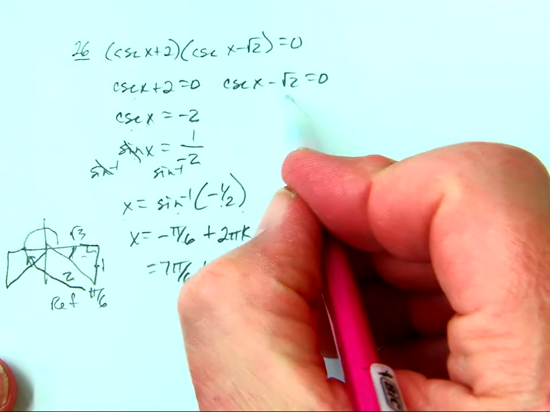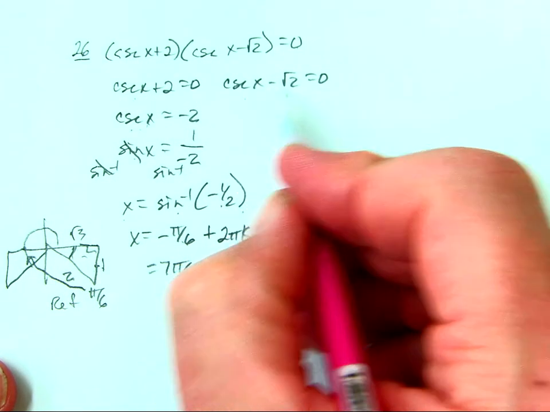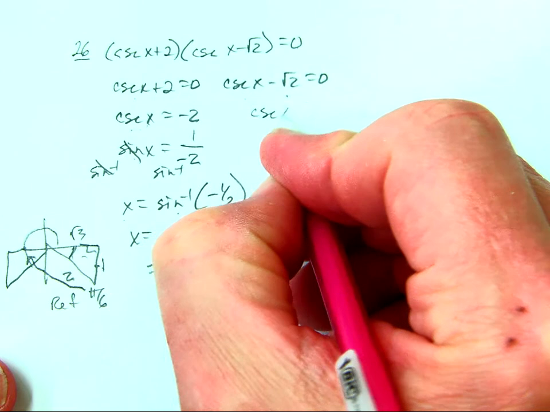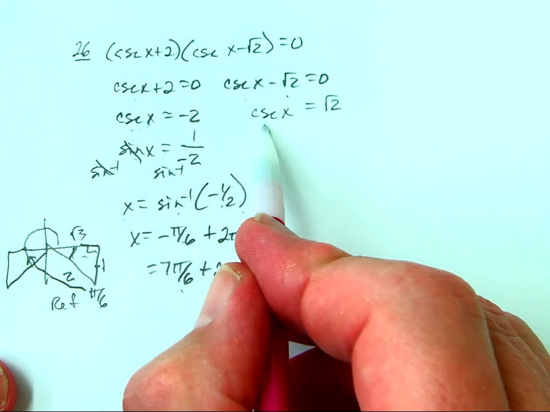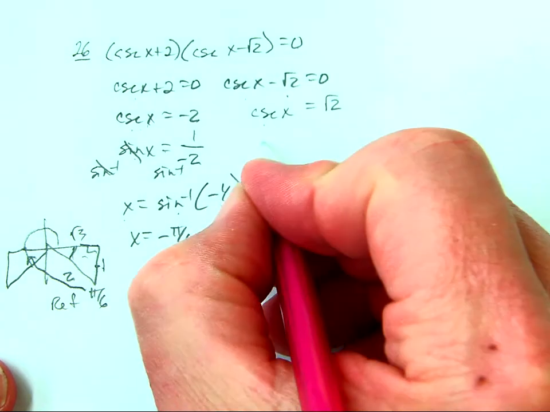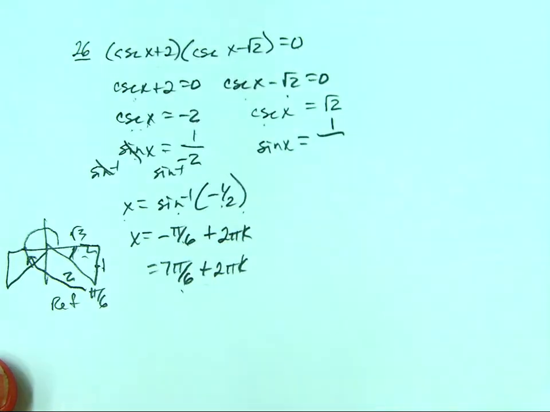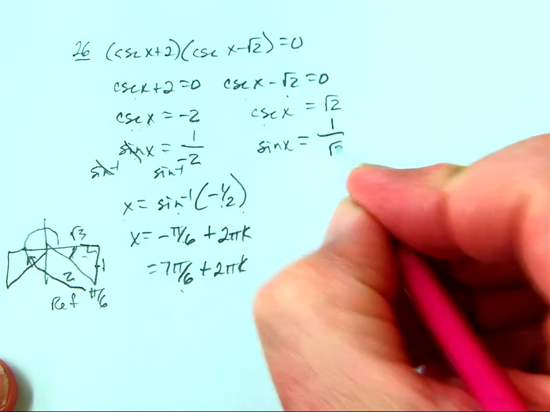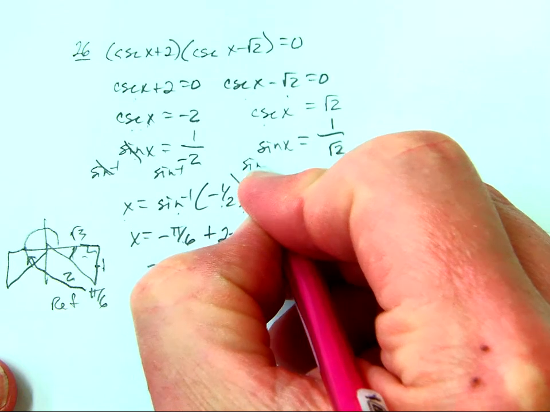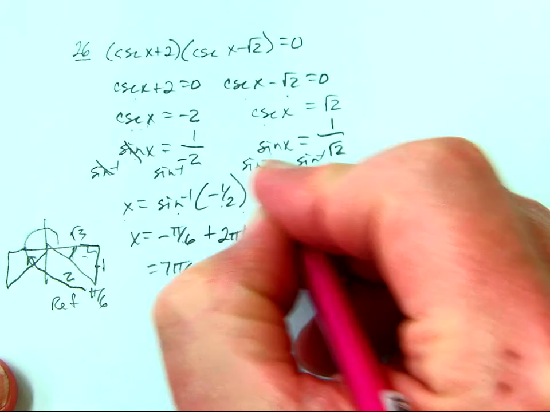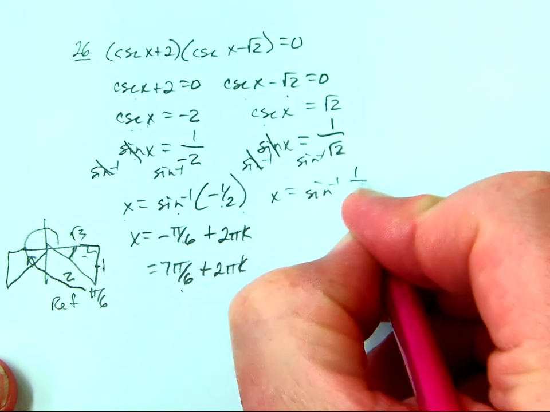Now let's do the other part after we factored. Here again, there's a single trig function, so we want to isolate it. So let's move the radical 2 to the other side. Now again, if you don't like dealing with inverse cosecant, we can convert that to sine. Well, sine is the reciprocal of the cosecant. So now we do inverse sine of both sides because we want to get rid of that sine. So x equals the inverse sine of 1 over radical 2.